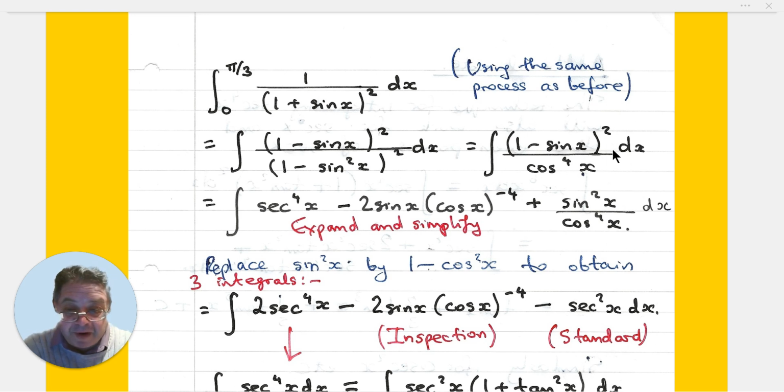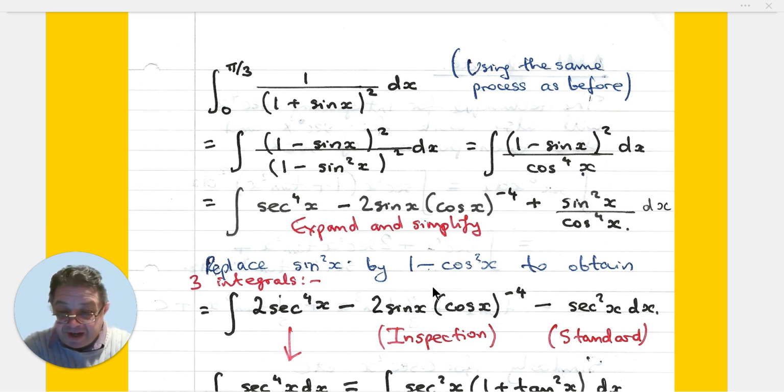Expand the top into 3 parts and split it up. We get sec to the 4x minus 2 sine x cos to the x to the minus 4 over sine squared x over cos to the 4x. If we replace sine squared by 1 take cos squared, we get a further splitting up, and we end up with 2 sec to the 4x minus 2 sine x cos x to the minus 4 minus sec squared x.